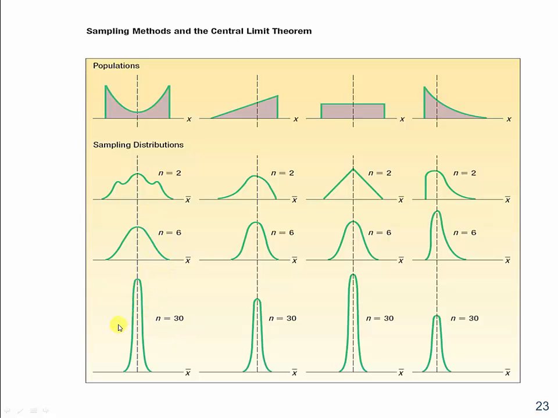Now granted, these normal distributions are a little bit leptokurtic. They're a little bit higher than what they would really be looking like, and it's just a matter, I think, of the image being squished a little bit on the screen.